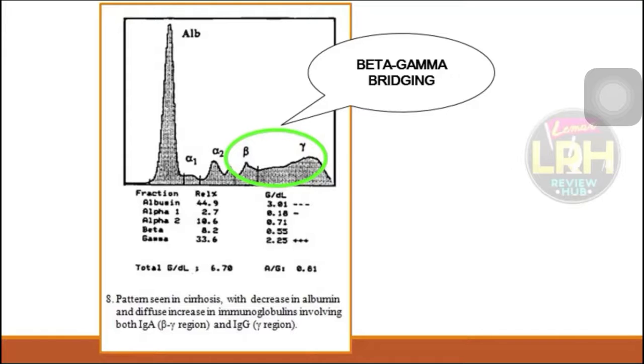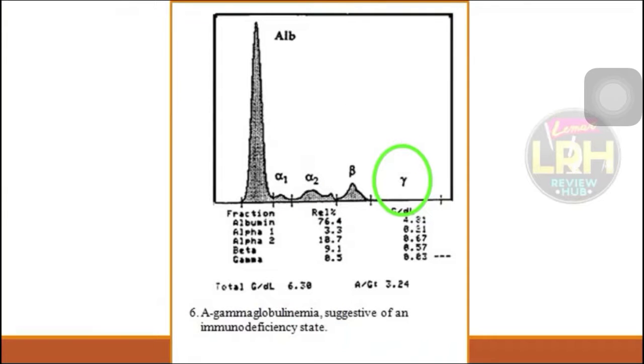And we also have immunodeficiency states po. If you notice po that the gamma fraction is absent, the gamma fraction po. Okay, so that's agammaglobulinemia po. Again, agammaglobulinemia which is suggestive of an immunodeficiency state.